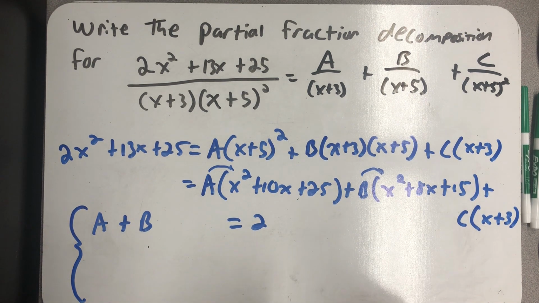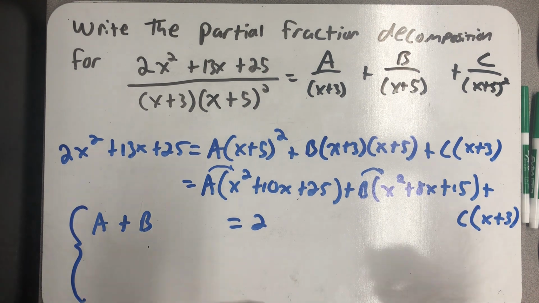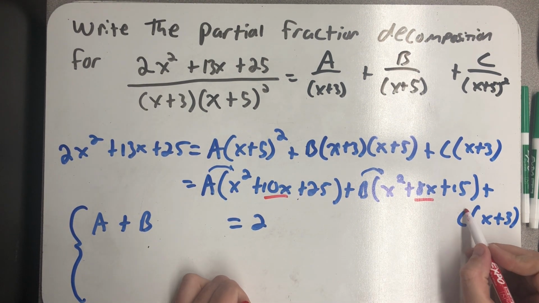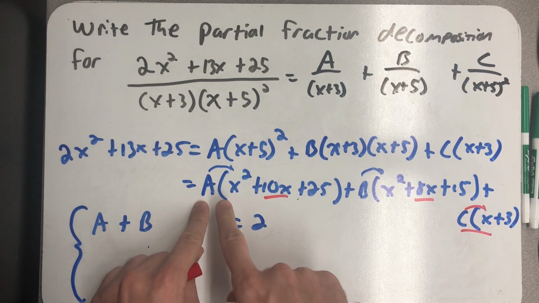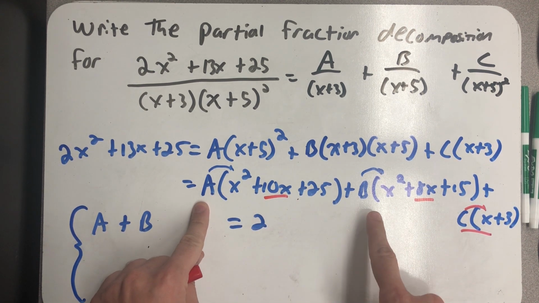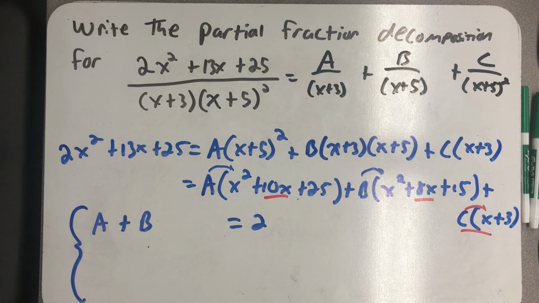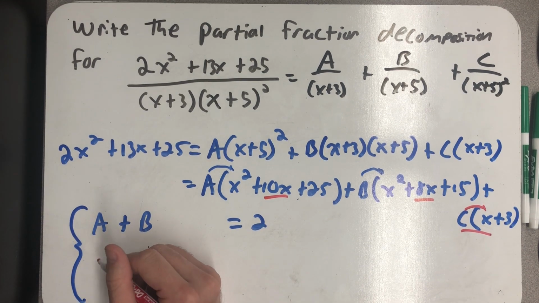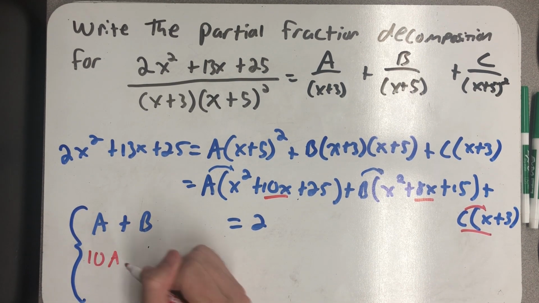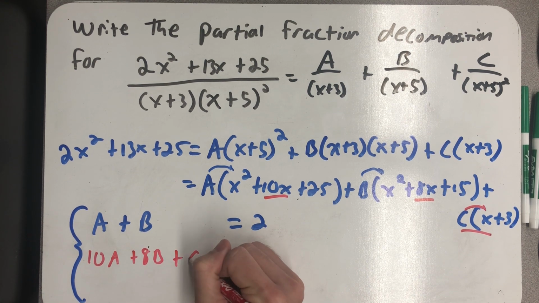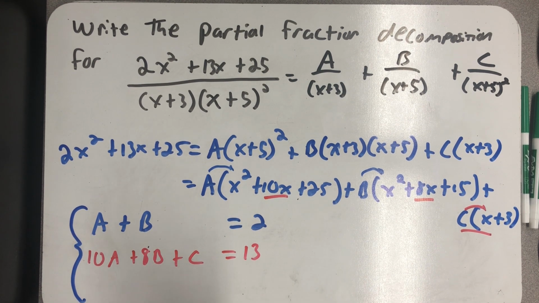So now I want to think about things that have just an x term, an x to the first. So I'd have 10ax plus 8bx plus cx. And that's going to have to equal 13x. So that would tell me that 10a plus 8b plus c is equal to 13.